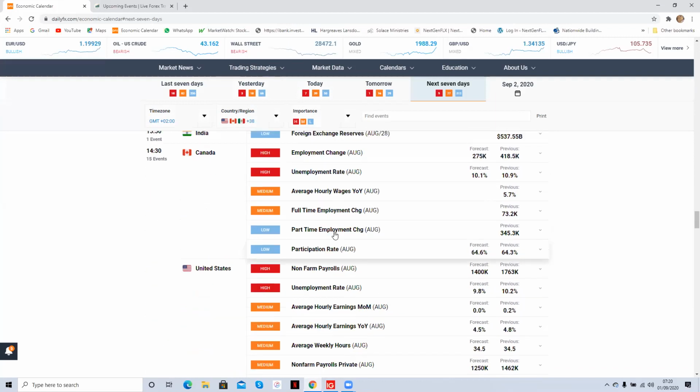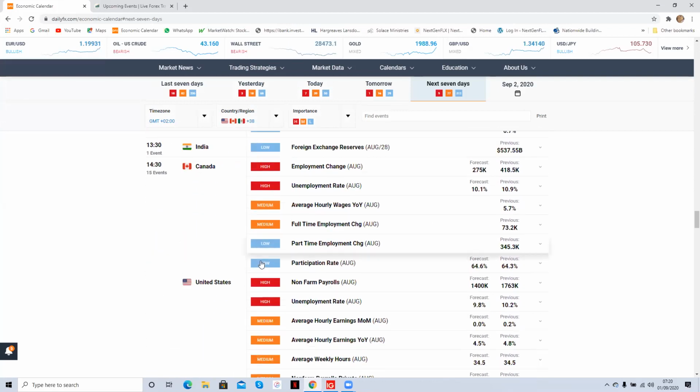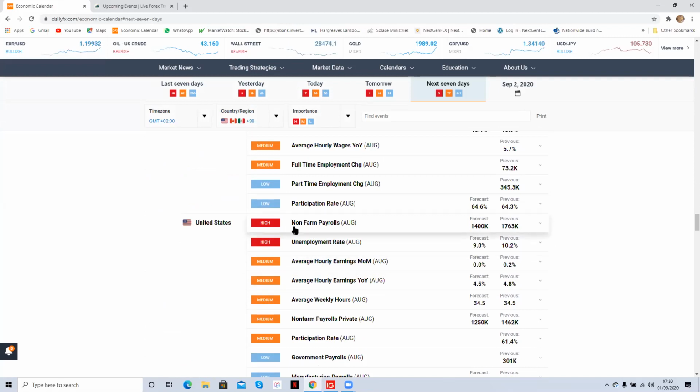So on Friday, the 4th of September, we have the US unemployment rate report, the US non-farm payrolls report. It's called non-farm payrolls because they have a huge farming community and agricultural community in America. So when they are calculating unemployment rate figures, they exclude the farmers. That's why they say non-farm payrolls.